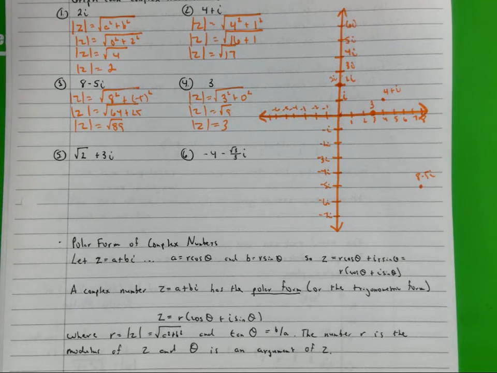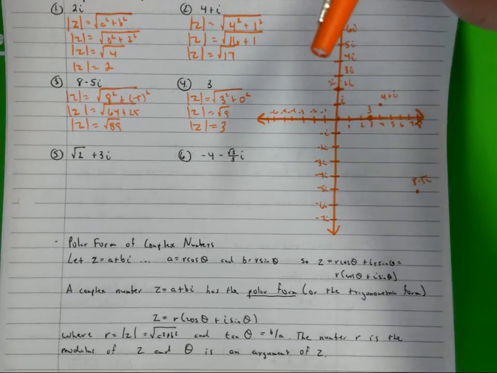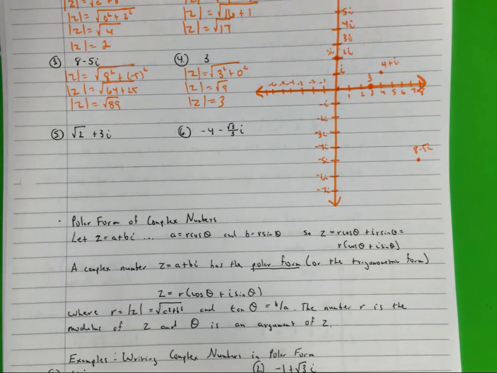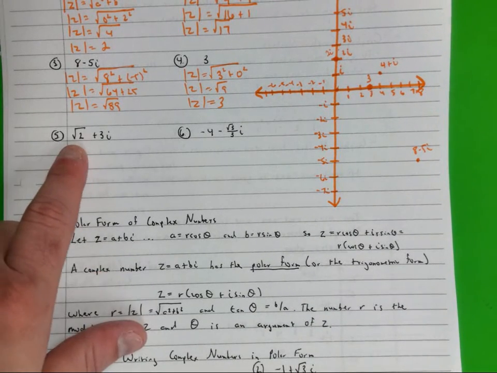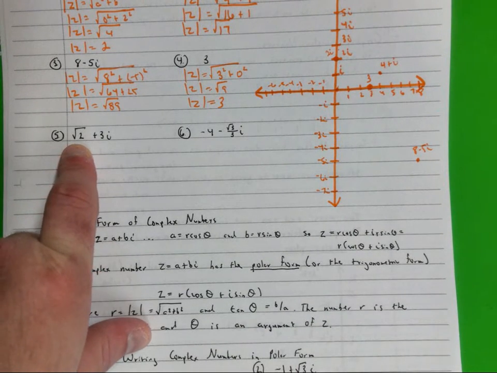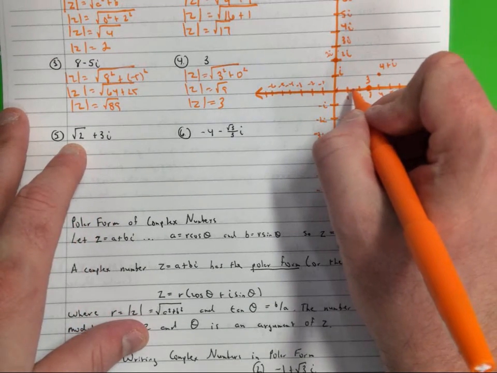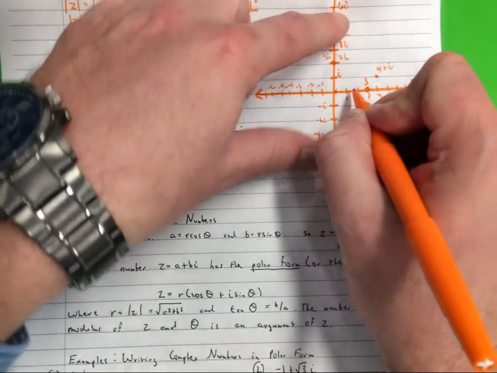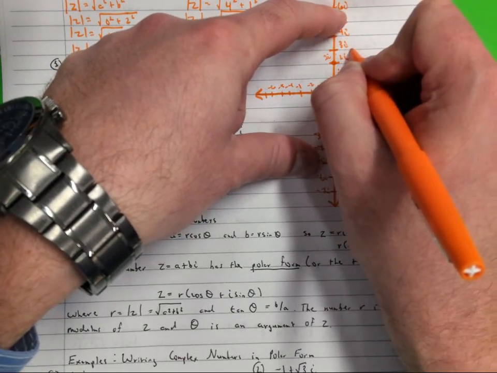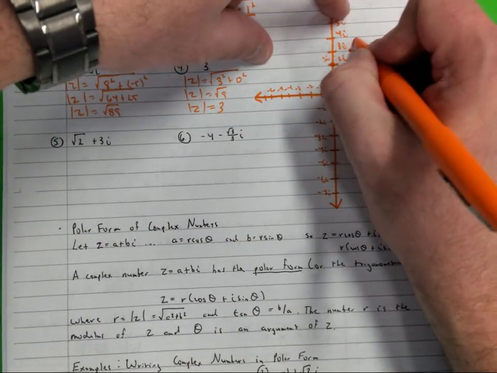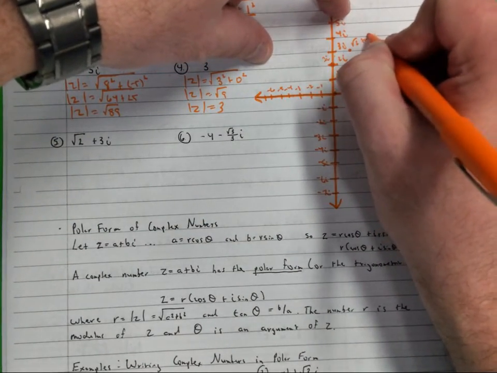Alright, number 5. I'm going to graph my real part first. What's square root of 2? What's the estimate for that? 1.4. So you're going to go right 1.4 and then up or down 3. You just estimate. Label it square root of 2 plus 3i.